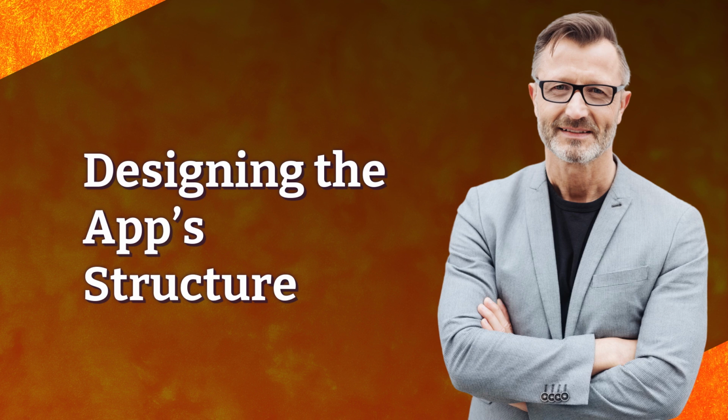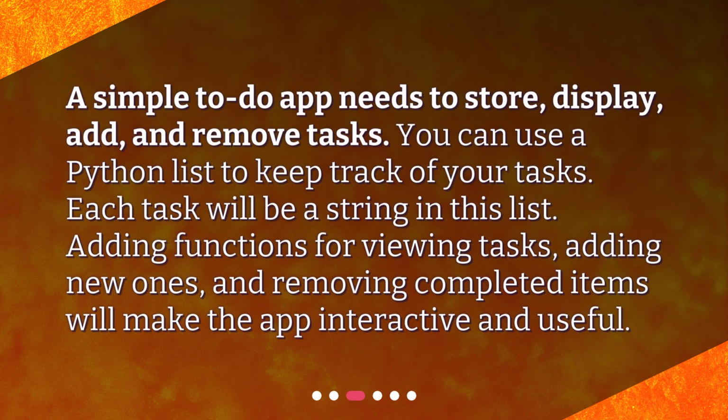Designing the app structure. A simple to-do app needs to store, display, add, and remove tasks. You can use a Python list to keep track of your tasks. Each task will be a string in this list. Adding functions for viewing tasks, adding new ones, and removing completed items will make the app interactive and useful.